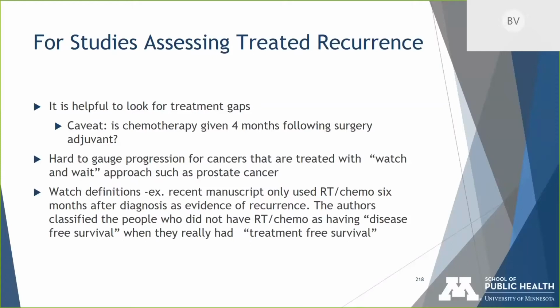You'll also want to watch your definitions. As I've mentioned before, I'm really in favor of defining, if you're going to be using treatment to define recurrence, that you call it treated recurrence. There was one paper where they looked at radiation chemotherapy 6 months after diagnosis as evidence of recurrence. The authors classified the people who did not have radiation as having disease-free survival. That is not technically correct, right? Some of those people may have actually had disease, but they were not treated for it. So what we should really be saying is that they had treatment-free survival.